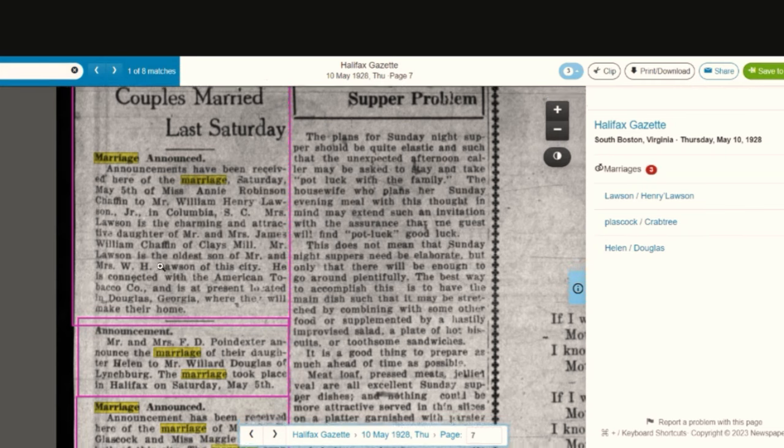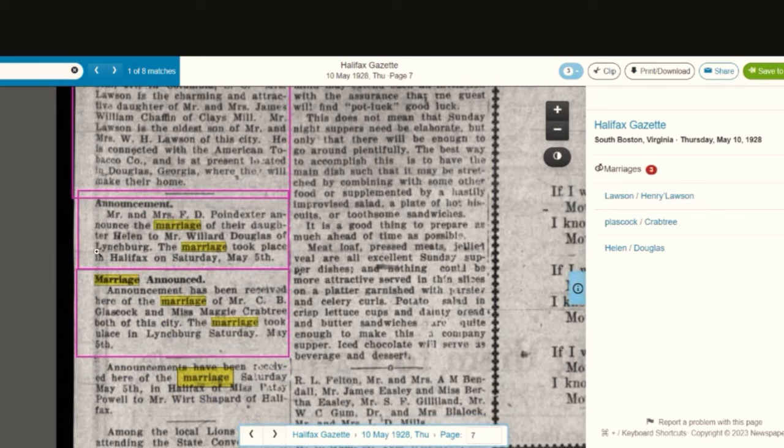Again, if you come down a little bit further, we have another little announcement. Some of these might be full, some of these might be just tiny, but even a tiny announcement. We have Mr. and Mrs. Poindexter announcing the marriage of their daughter Helen to Mr. Willard Douglas of Lynchburg. And that marriage took place in Halifax. So we know that this one was in Halifax County, Virginia.